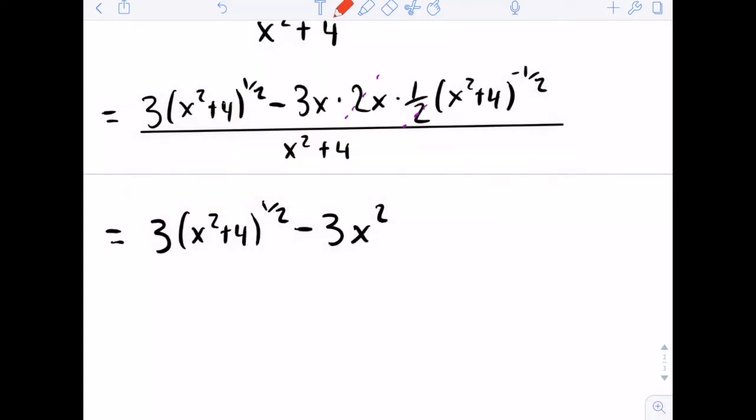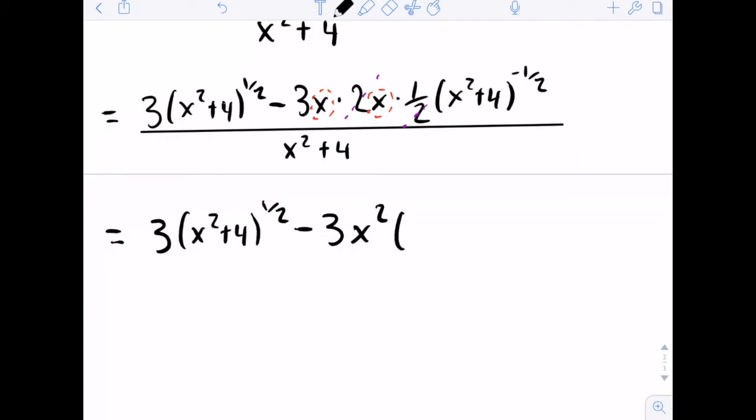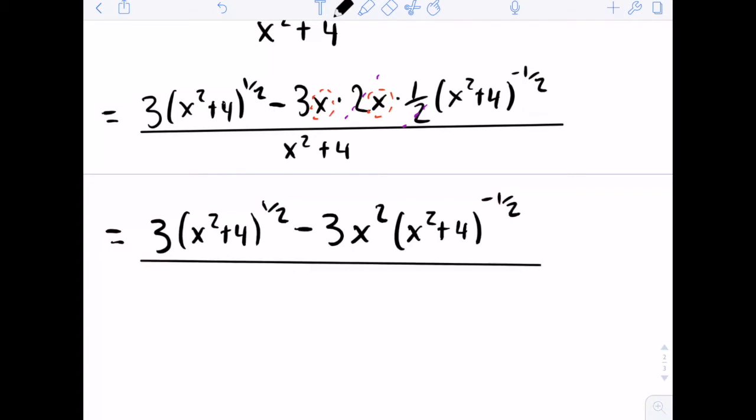Now the reason there's a square there is because see how there's an x here and an x here, and we're multiplying them together, right? So that becomes an x squared, and then the 2's went away, and we've got x squared plus 4 to the power of negative 1/2 left, all divided by x squared plus 4.